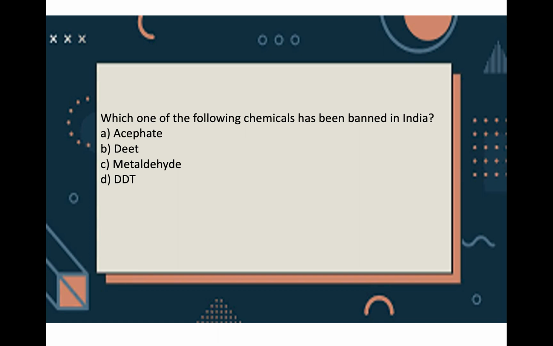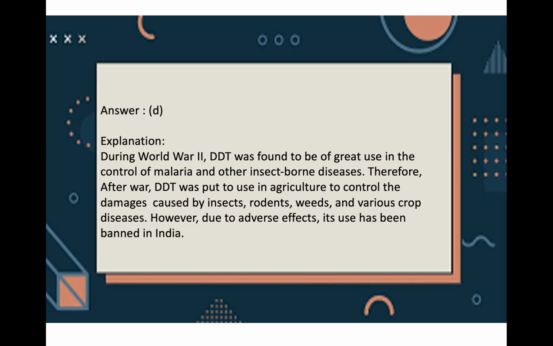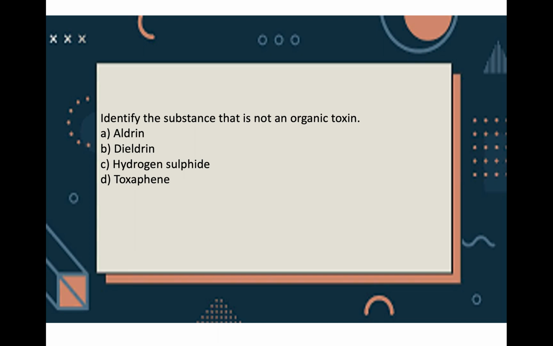Which of the following chemicals has been banned in India? A, asphalt, B, DEET, C, metaldehyde, D, DDT. Answer is DDT. As I said before, during Second World War, DDT was found to be of great use in control of malaria and other insect-borne diseases. So after the World War, DDT was used in agriculture to control damages caused by insects, rodents, weeds, crop diseases and so on. But because of the adverse effects, it is not used in India now.